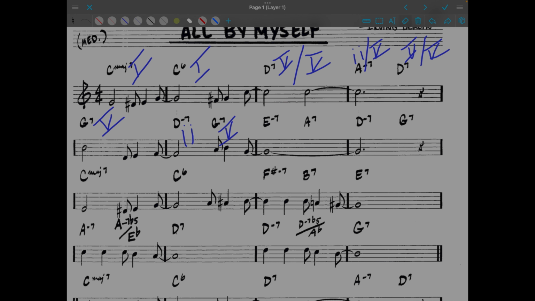Let me erase this. And this phrase ends right here. We get our 1 chord again. Okay, I'll just put these in because they're easy. Let's look at what happens right before that. We get a 2-5. Okay, so this is just acting as a setup for this 2 chord, for this 2-5 in the key of C.